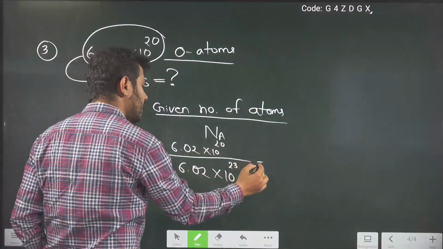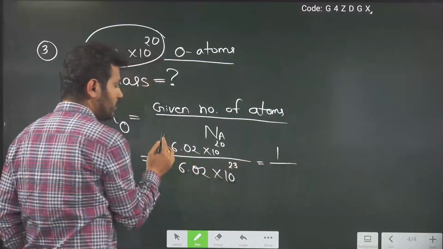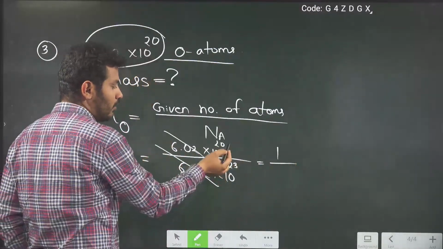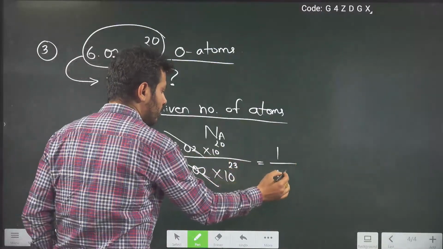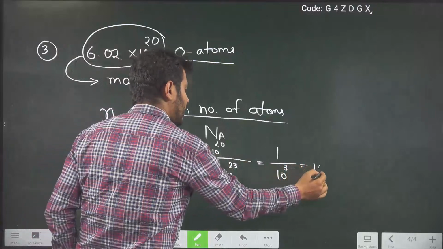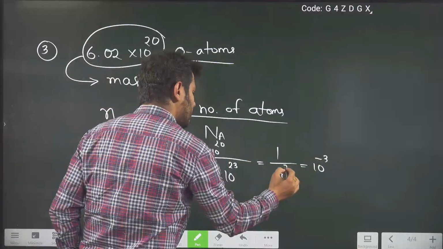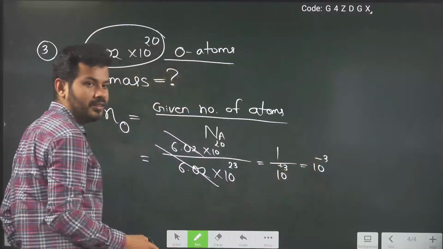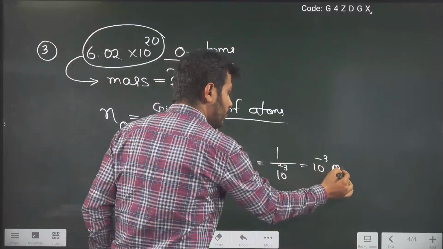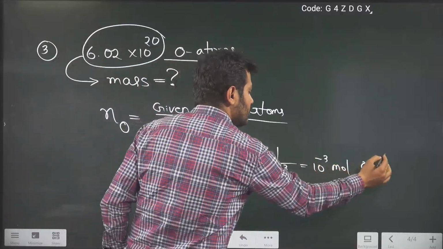So how much are we getting here? 6.02, 6.02 cancelled, 10 to the power of 20 by 10 to the power of 23. So 1 by 10 to the power of 3, which I can say 10 to the power of minus 3. Here 10 to the power of plus 3 in the denominator will go up as 10 to the minus 3. So these many moles of oxygen atoms are there with us.